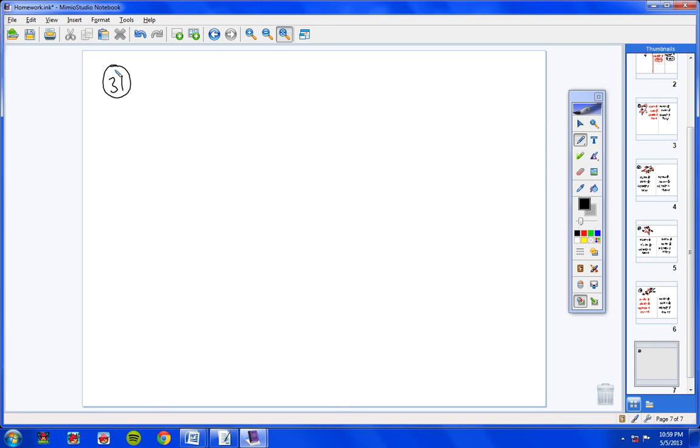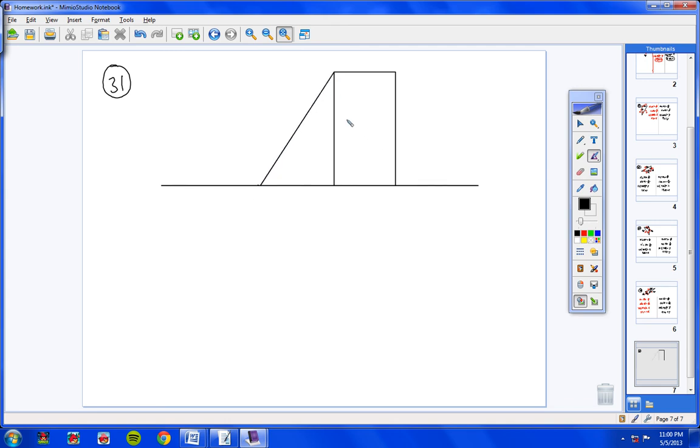Number 31: a ladder that's 15 feet long is leaning against the wall. The ladder makes an angle of 70 degrees with the ground. Make a sketch. Then determine how high up the wall the ladder reaches. Now, this is not that hard of a problem, even slightly, students. First of all, here's the ground. Next, here's the building. Okay, the ladder is 15 feet long, so we're going to put the ladder going up to there.